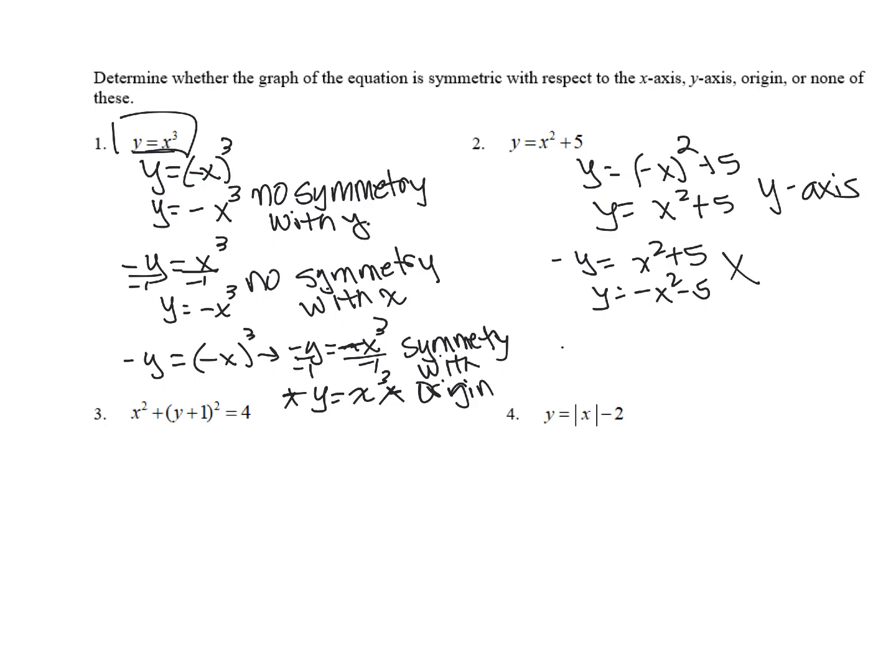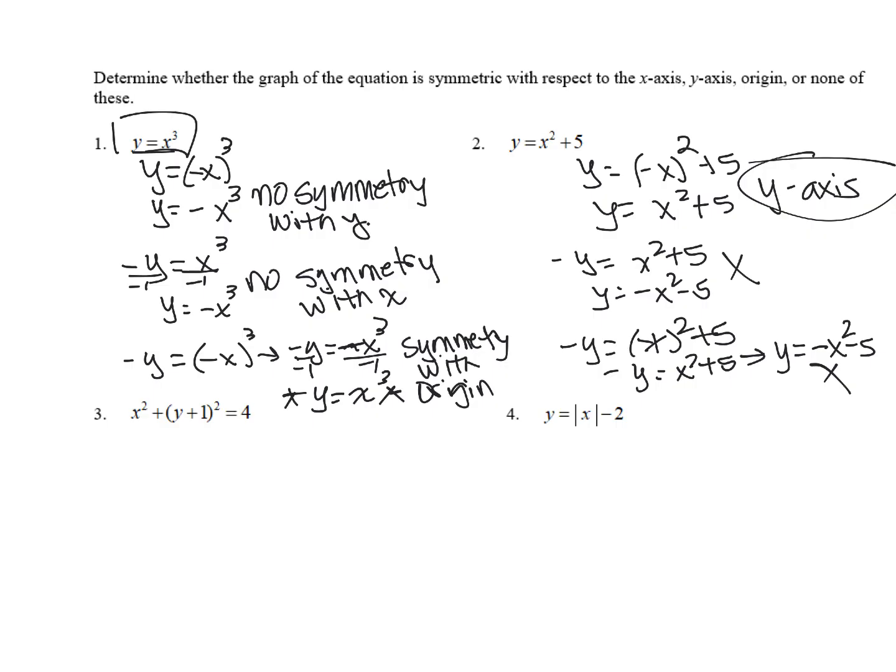And then to plug in both, negative y equals negative x squared plus 5. Well, that's going to give me negative y equals x squared plus 5. And again, divide by negative 1, you get y equals negative x squared minus 5. So that also does not have symmetry. So the only symmetry we have with y equals x squared plus 5 is symmetry with the y-axis.